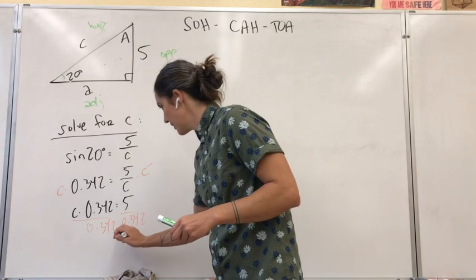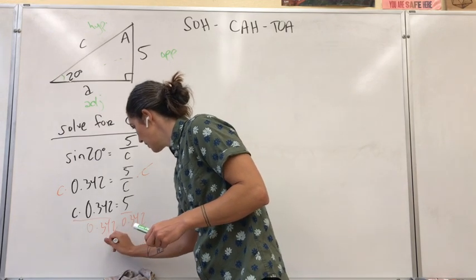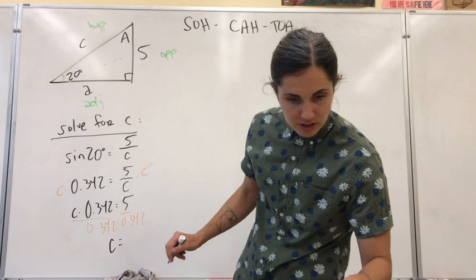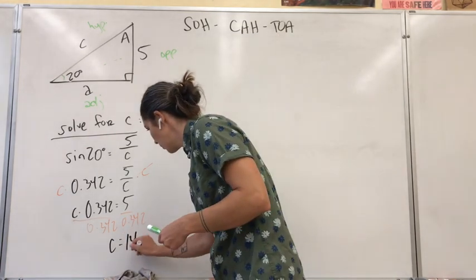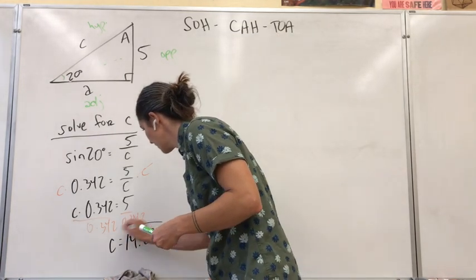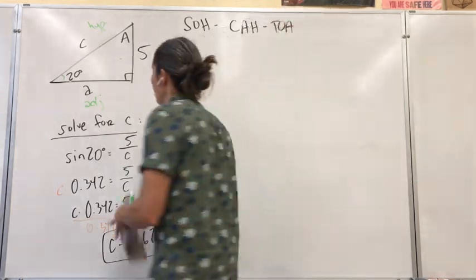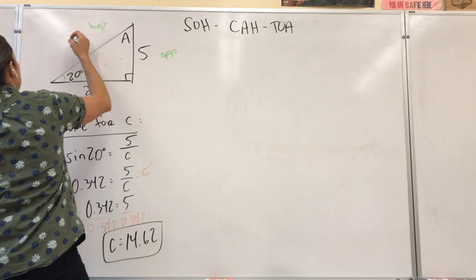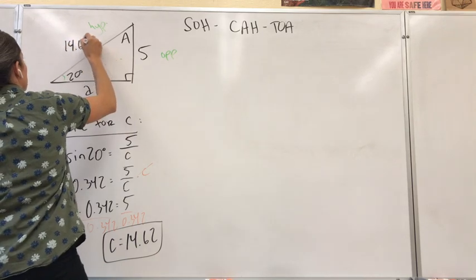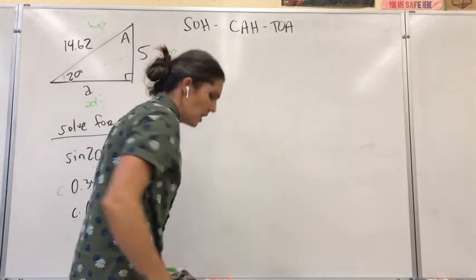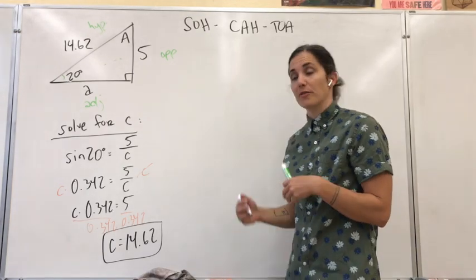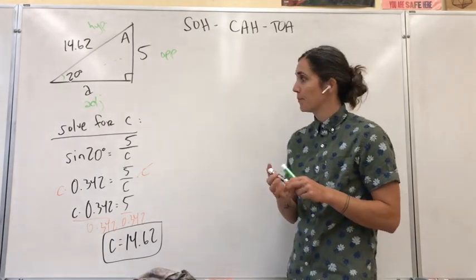And I would get that C is going to be, not that I know it in my head, but I just remember from before, 14.62. Okay, so C is 14.62, so I'm going to come up here and replace that. Say we have found this side to be 14.62. Again, hopefully a refresher of some trig you've learned before.